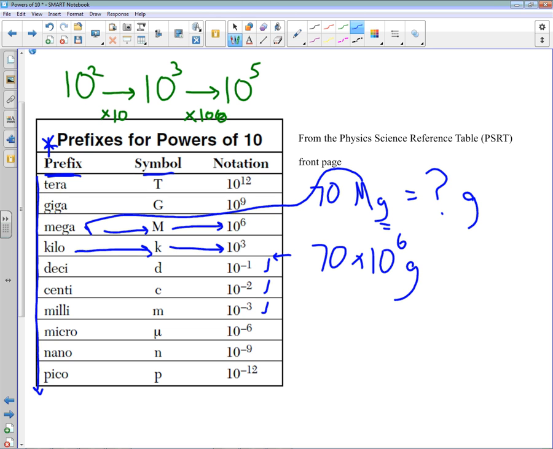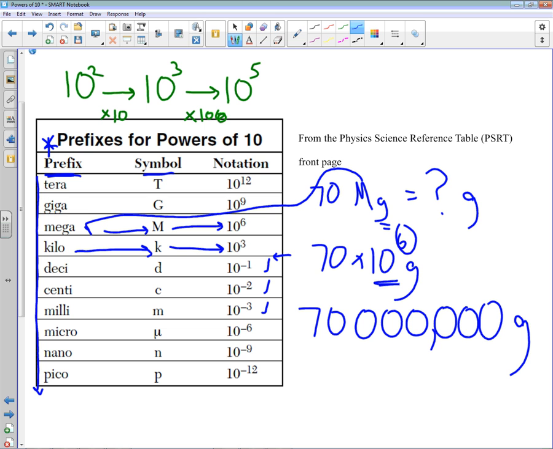So it's 70 times 10 to the 6th. How do we get rid of this scientific notation and actually express that as a really huge number? We take the 70 and we move the decimal 6 places, making it bigger: 1, 2, 3, 4, 5, 6, and put it down in units of grams. So that number is 70 million grams. If you didn't catch that, rewind it and watch it again.